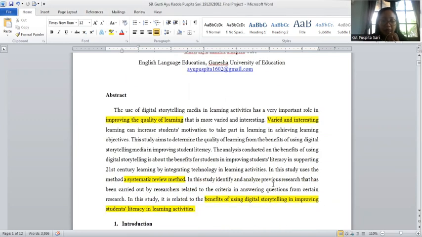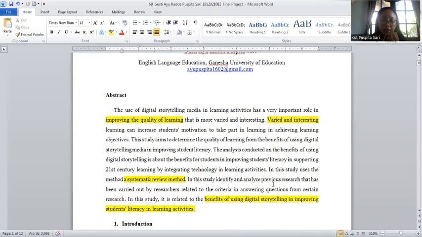So in this abstract, I explain some of the materials, some of the theory, some of the information. Here, I explain about the use of digital storytelling media in learning activities. It has benefits when we use digital storytelling in learning activities because it can make varied and interesting learning activities that can support learning and increase students' motivation when the students join the class.